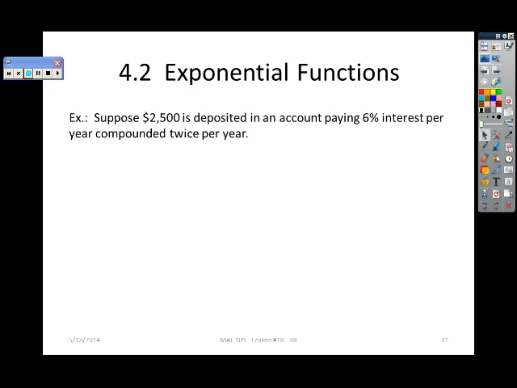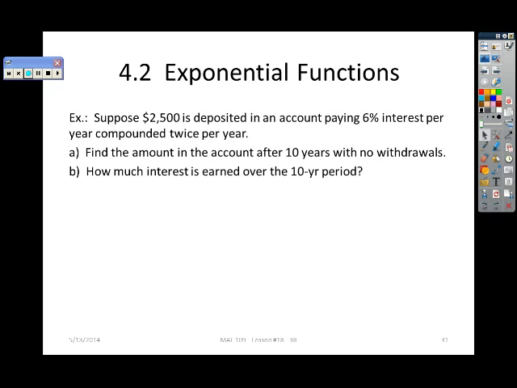So suppose you had $2,500. It's deposited somewhere paying 6%. It'd be nice to get that. So if you're in a bank right now, it's like less than 1%. So anyway, for purpose of calculation, let's look at 6%. And it's compounded twice per year. So what's the amount after 10 years? And again, no withdrawals. And how much interest was earned?